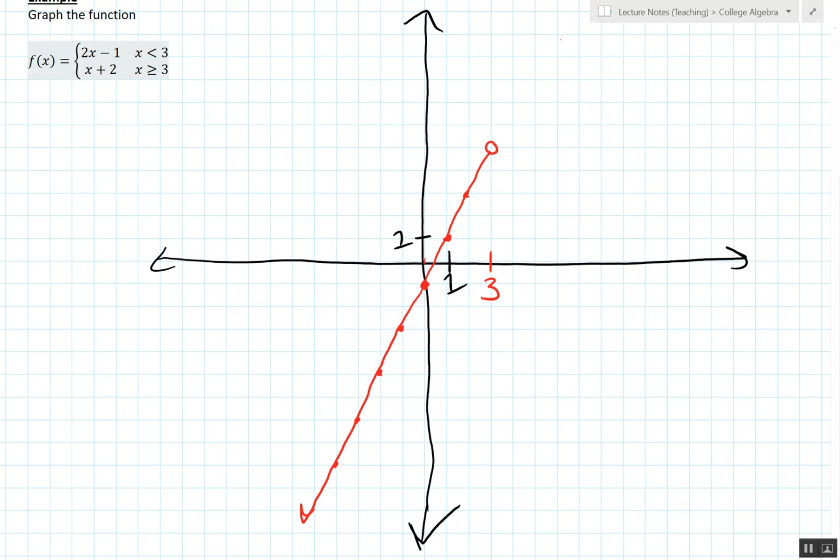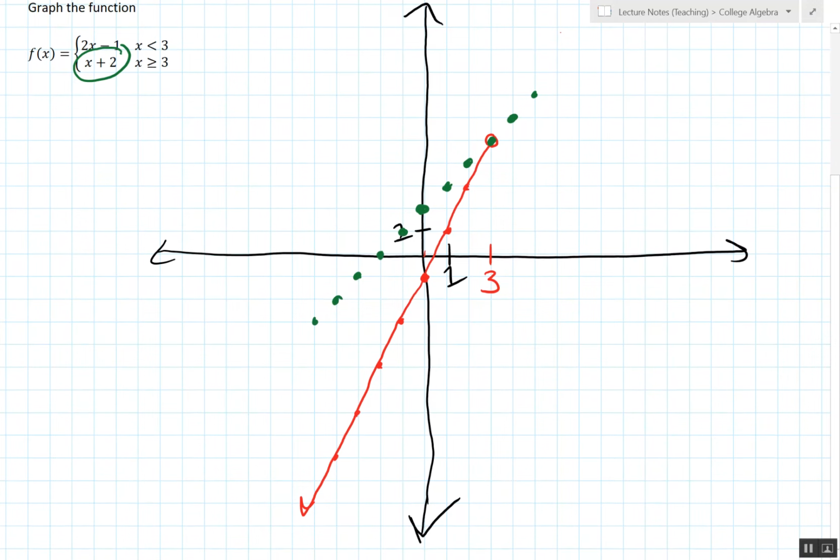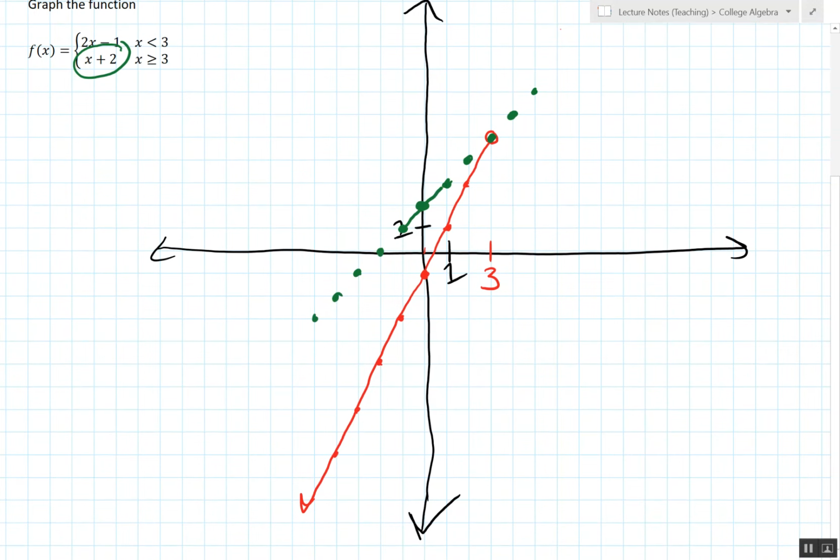So now let's change colors and talk about the next graph. The next graph we're going to look at is x plus 2. So we are going to go to the y-intercept (0, 2), and then we're going to go up and over 1, up and over 1, up and over 1, and down and over 1 in the other direction. And we're going to get this nice line right here.